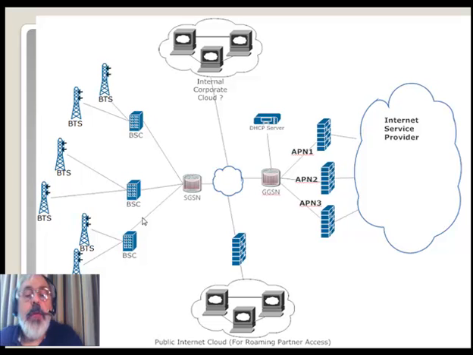This is a network diagram that somebody put together for their own environment to kind of give you an understanding of what we'd like to see when you do your own network mapping. You can see I've illustrated the BTSs, the BSCs, the internal cloud, the external cloud, and the different APNs.